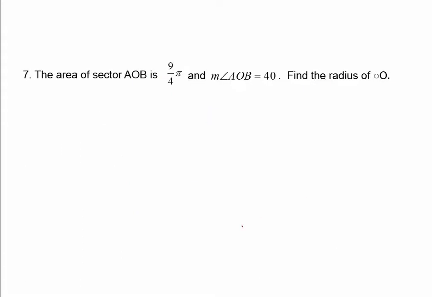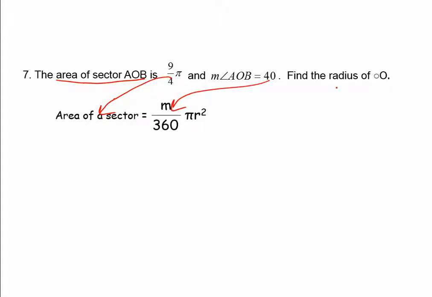Okay, here's another challenge: an area of a sector. Let's start off with that area of a sector formula. Always start off with your formula. Write it down and plug in what you know. I know that the whole area is 9/4 pi. I know that the measure of my arc is 40. I'm looking for the radius, so very similar to what we just did. We're going to plug in those parts that we know, and we're going to work the problem algebraically.